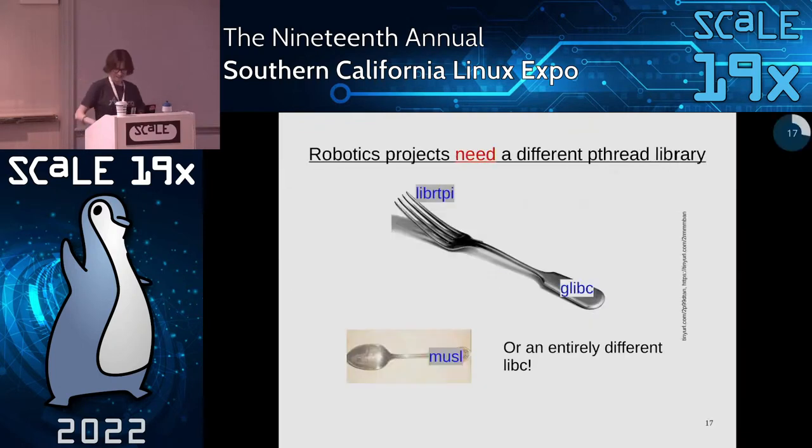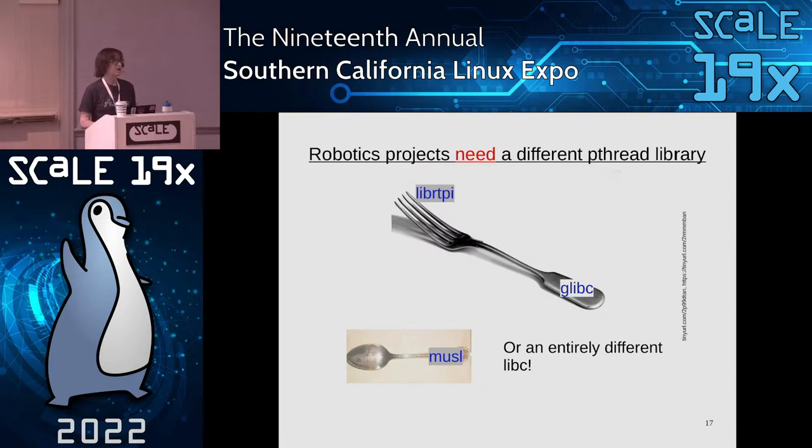A fork! Indeed, it is so. Yes. So in fact, there is a fork because the situation is considered intolerable. And the fork is called librtpi. It's a fine product that I believe originally came from VMware and IBM. And is now also supported by National Instruments.